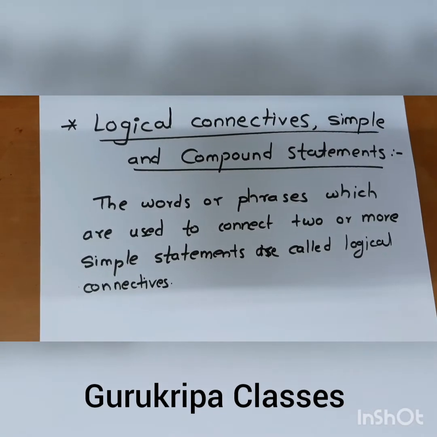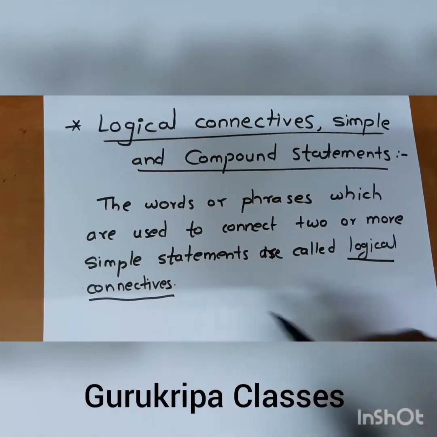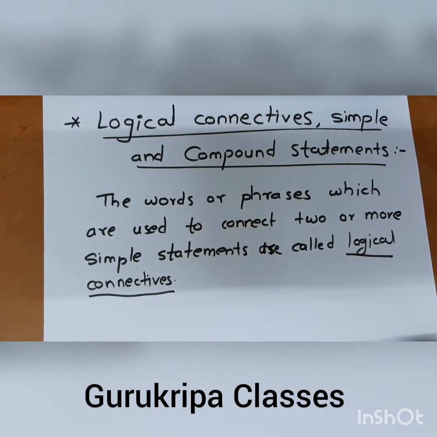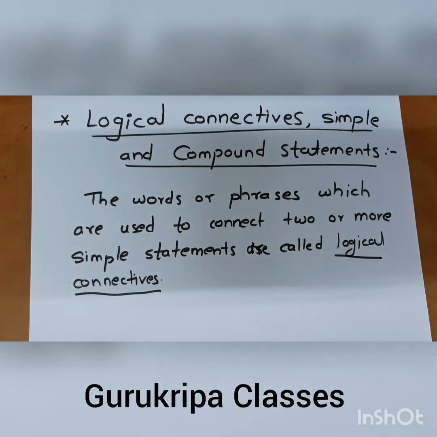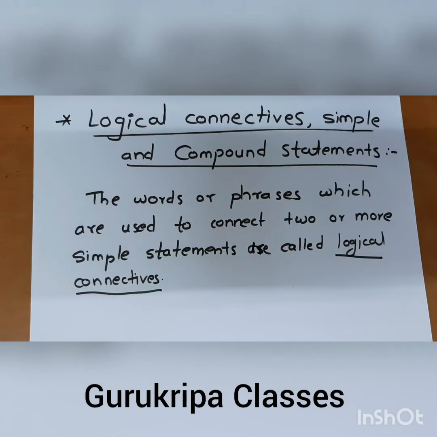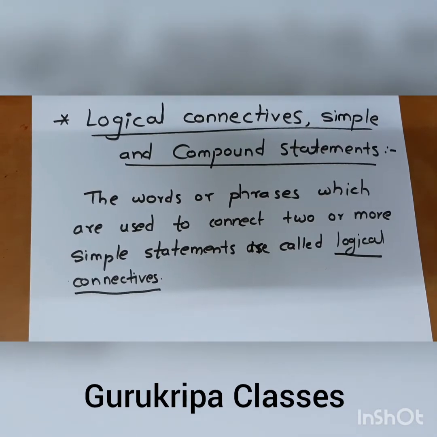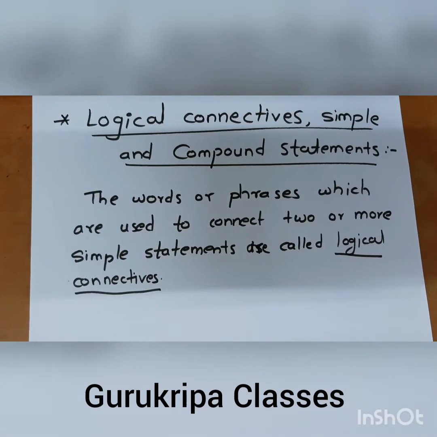So the definition of logical connectives: the words or the group of words which are used to connect two or more simple statements are called logical connectives. So if I have any two statements, if we join them with a connective, that is and, or, if and then, if and only if, not, they are called logical connectives.